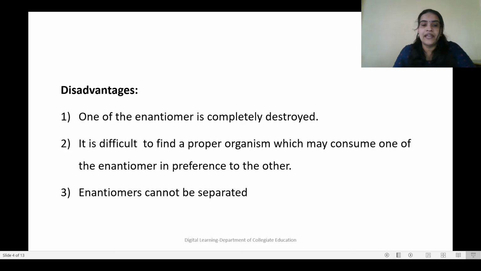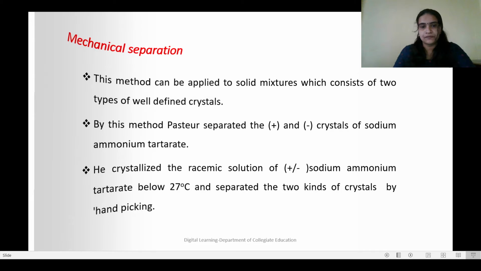It is difficult to find a proper organism which may consume one of the enantiomers in preference to the other. And enantiomers cannot be separated. We'll be getting only one of the enantiomers. We cannot separate the plus and minus form. That is the disadvantage of the biochemical process.